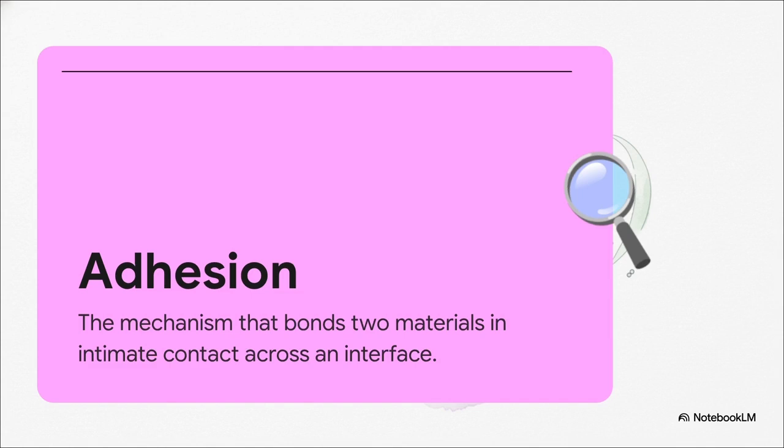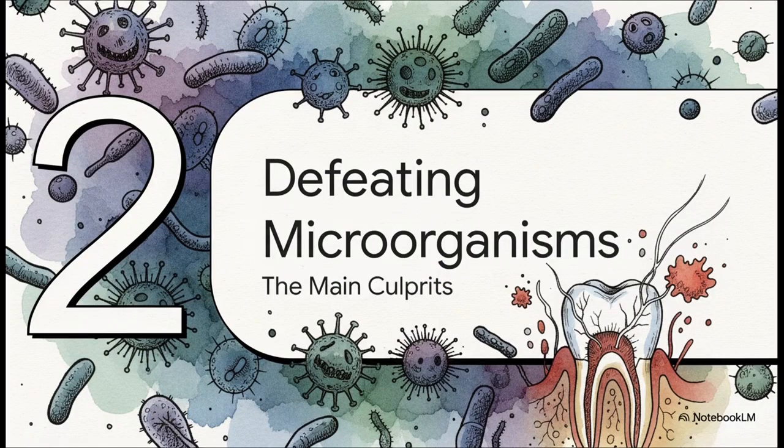Now, how do we actually get that intimate contact? Well, the source identifies 3 distinct pathways, and you've got to know all 3. We're talking chemical adhesion, physical adhesion, and mechanical adhesion. If you see a multiple choice question asking for the primary mechanisms of bonding in an interface, boom, those are your 3 targets.